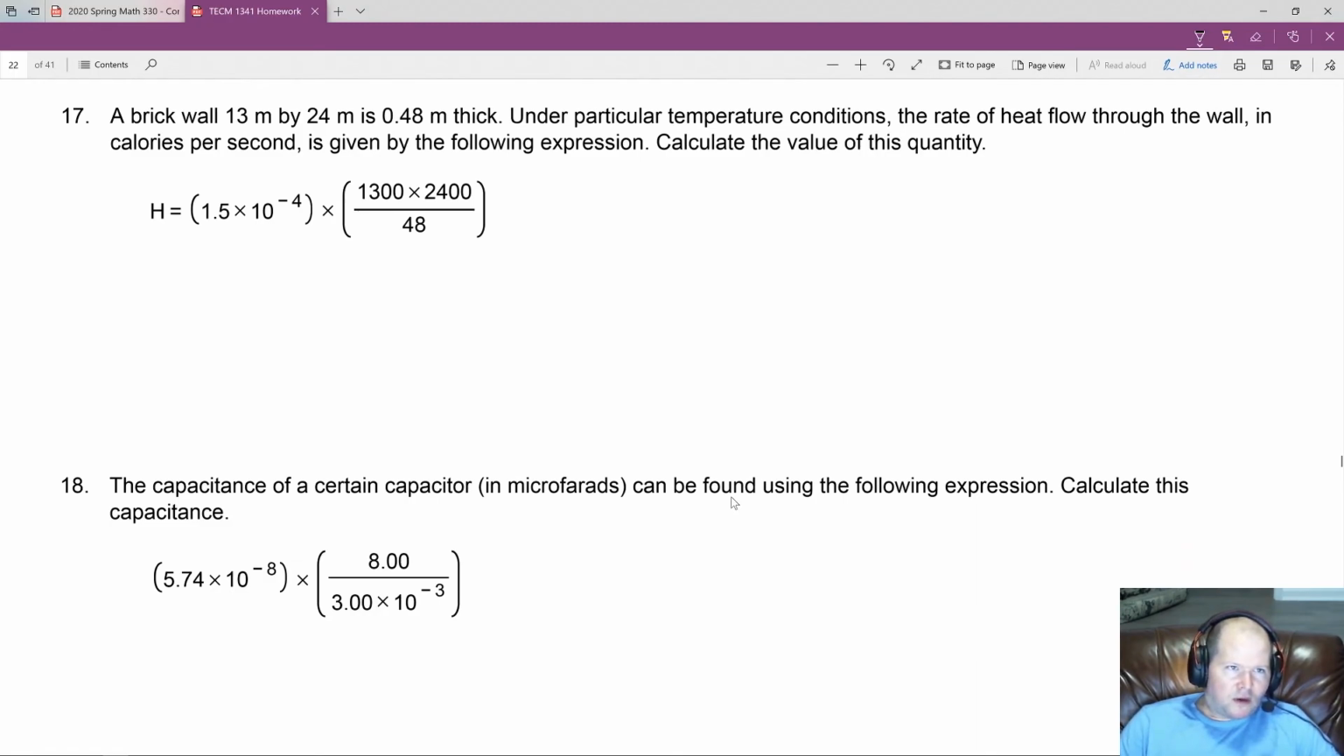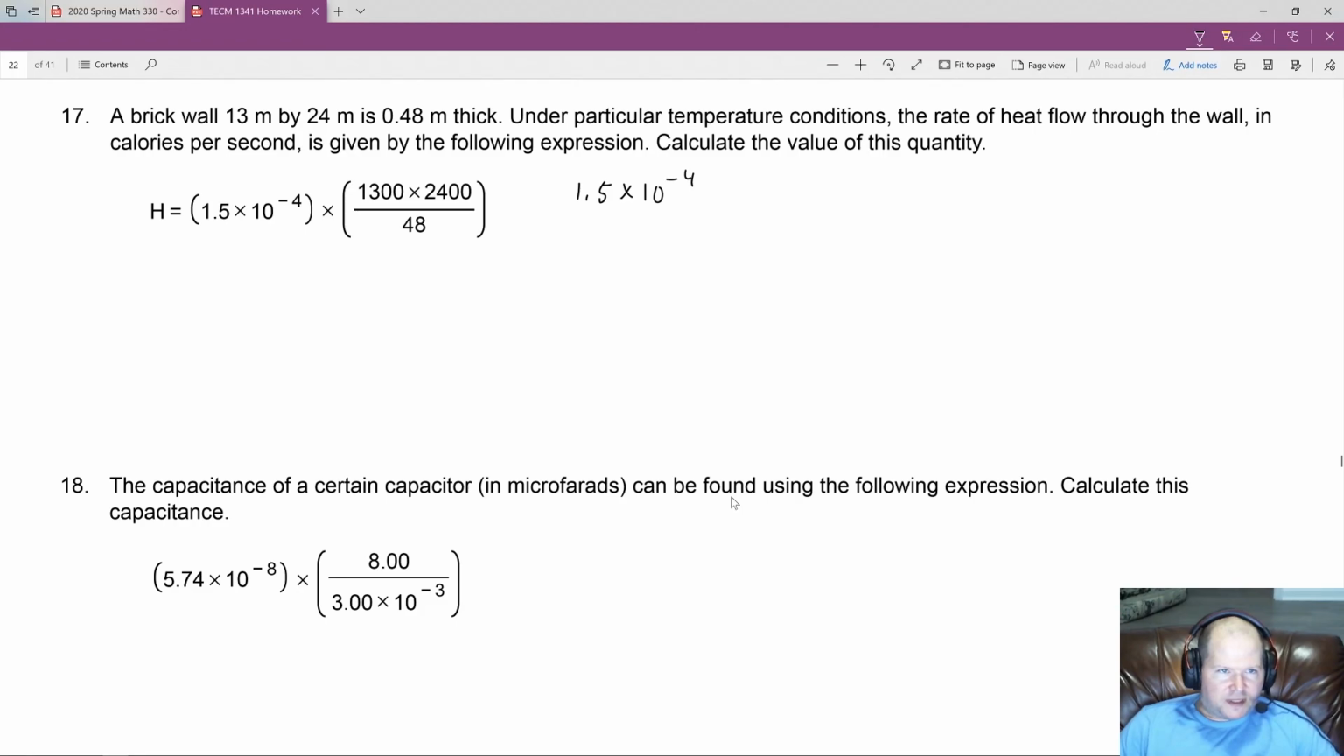So a brick wall 13 meters by 24 meters is 0.48 meters thick. Under particular temperature conditions, the rate of heat flow through the wall in calories per second is given by the following expression. Calculate the value of this quantity. Okay. So we have a 1.5 times 10 to the negative 4th power.